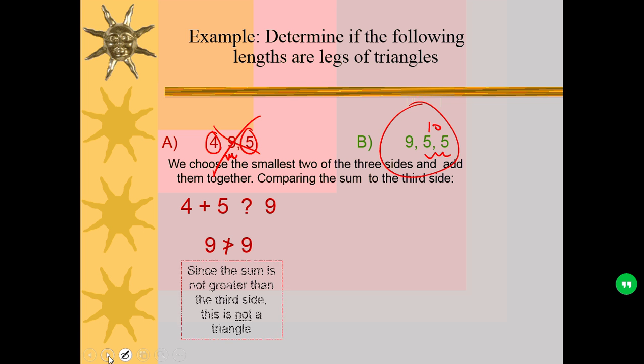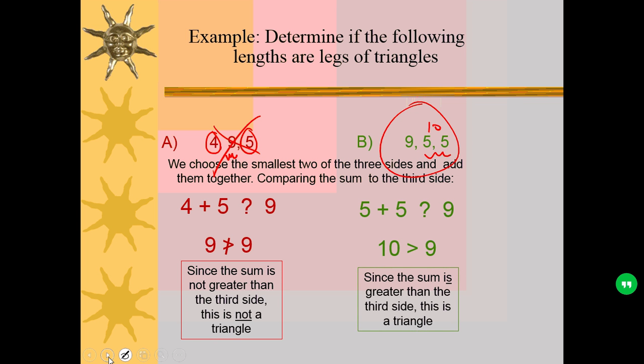So that first one does not make a triangle. But the second one, that one does work out. Since the sum of the two smaller sides is greater than the third side, it will make a triangle.